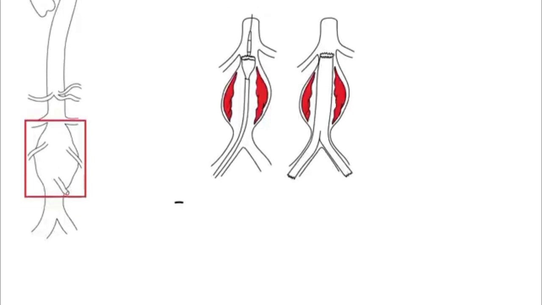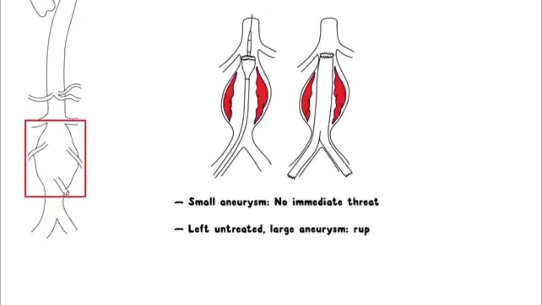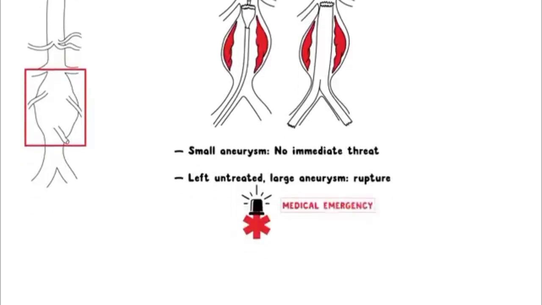Aortic aneurysms that are small usually do not present immediate threat. However, if left untreated, a large aneurysm can rupture. This is a medical emergency and is often fatal.